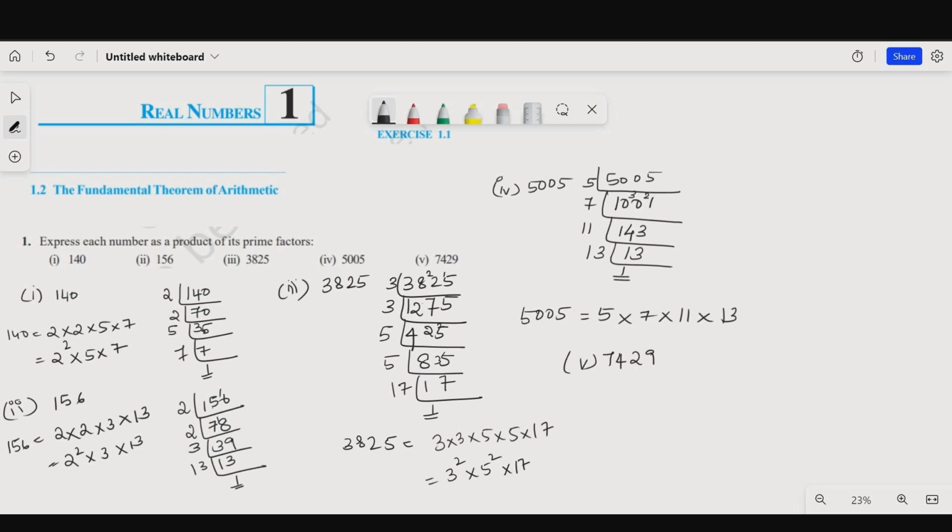Next is 7429. The smallest prime number that can divide 7429 is 17. 17 times 437 gives us 7429. Now this 437 can be divided by the next smallest prime number, that is 19. 19 times 23 gives 437. 23 itself is a prime number, so it is divisible by itself. So 7429 can be expressed as the product of 17 into 19 into 23. Let's move on to the next question.